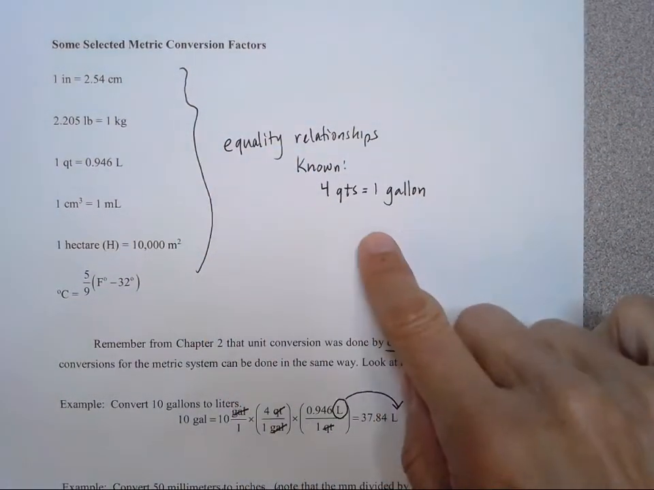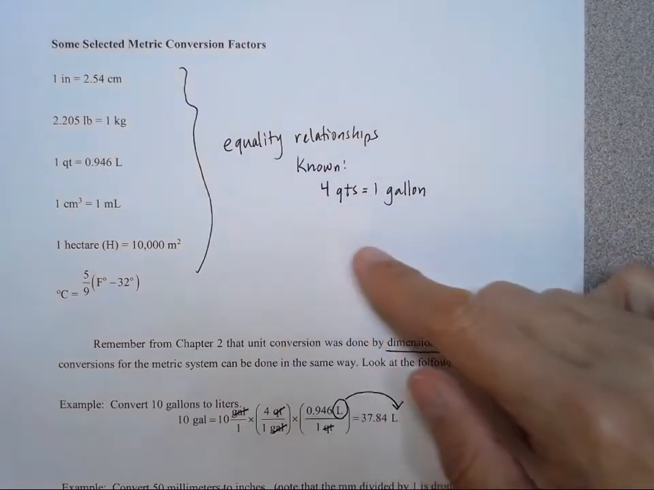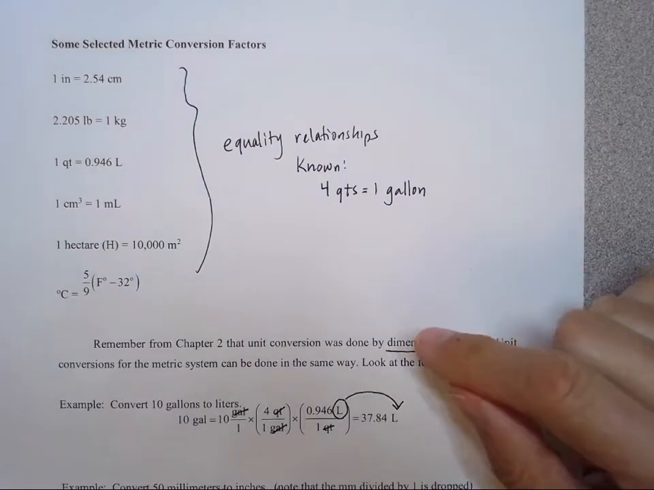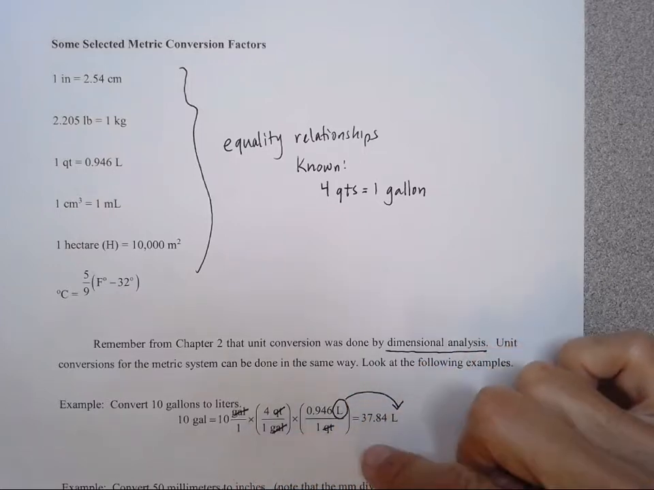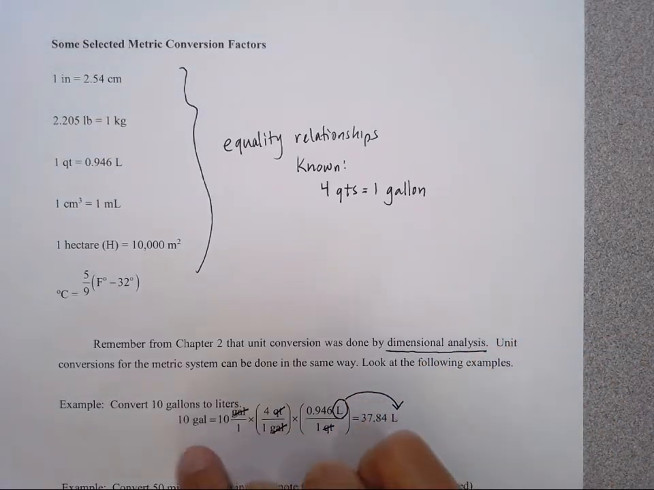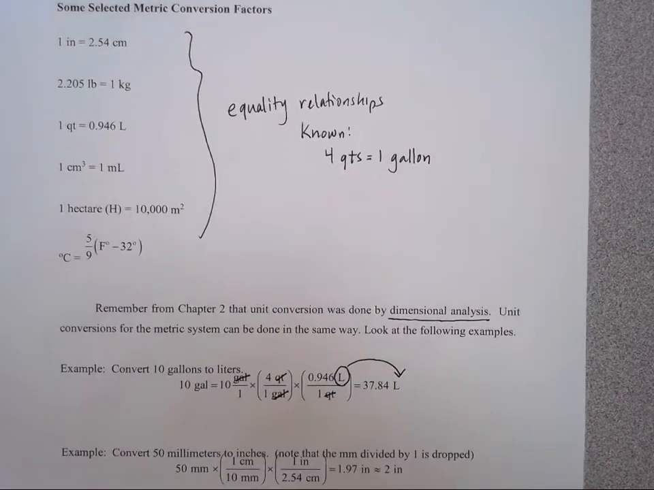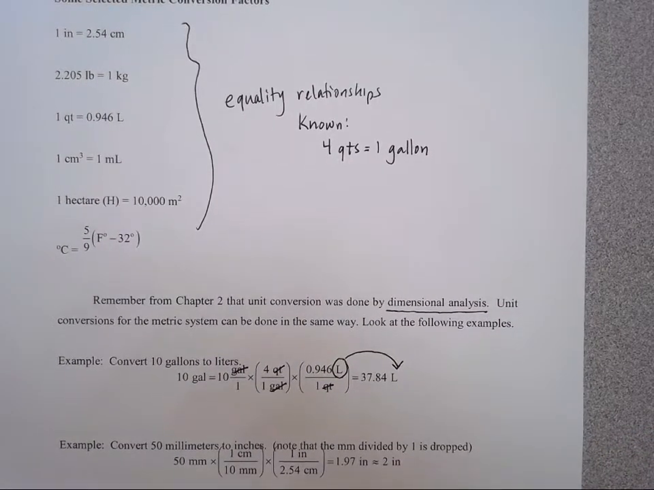We've got these ones, and then we have the ones from before, so they're just not all on the same page here. And your task is going to be to write them and put them in such an order that you can get from what you're starting with to what you want to get at the end. So let's try the second one here. This time we're going to convert 50 millimeters to inches.